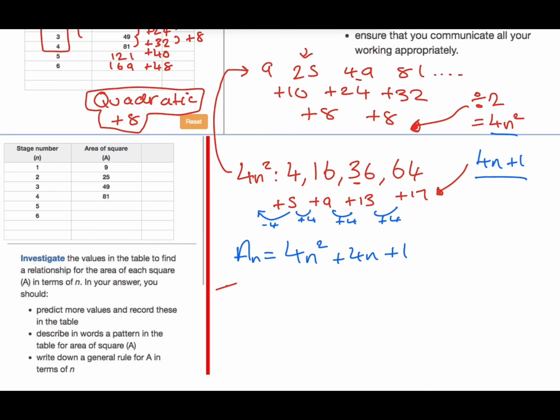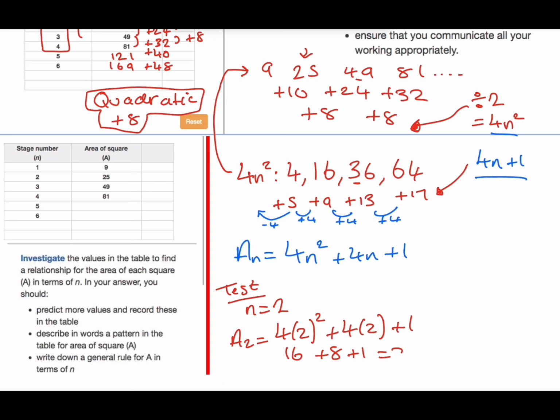So if I do this for test, I am going to put in, let's say, n is 2. So let's try that out. 4 times 2 squared plus 4 times 2 and then plus 1. So that's going to be 16 plus 8 plus 1, which is 25. And this matches the number in the table. So that works. And then you would have to write that.